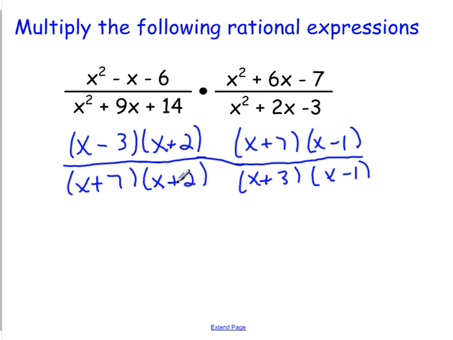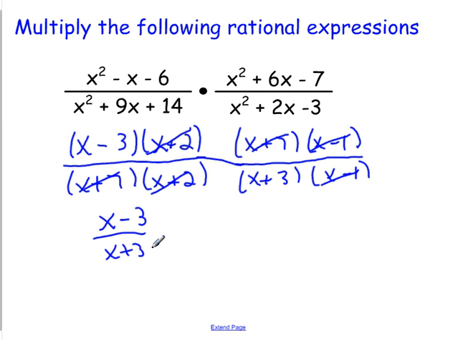So really what we can do then is just cancel stuff out that's on top and bottom. So the x plus 2's cancel out, x minus 1's cancel out, x plus 7's cancel out, and we're left with x minus 3 and x plus 3. And those can't cancel out because they're opposite signs. You can't cancel out an x or reduce the minus 3 and plus 3 to 1 and 1. That's not legal. You can't do that. So our final answer is x minus 3 over x plus 3.